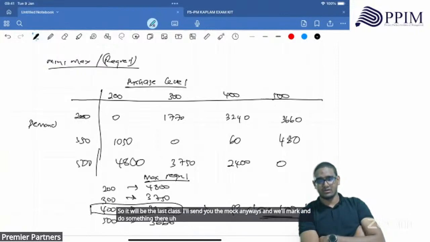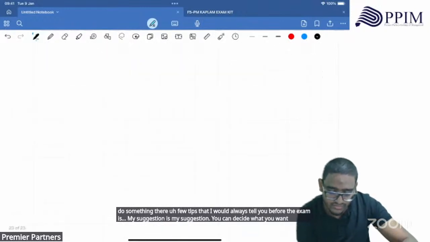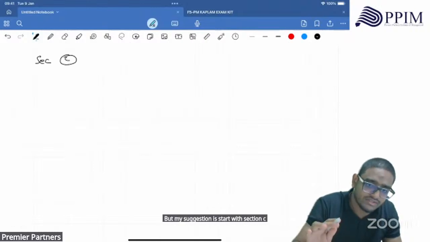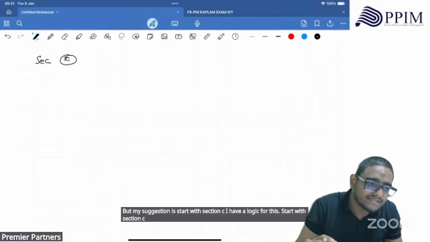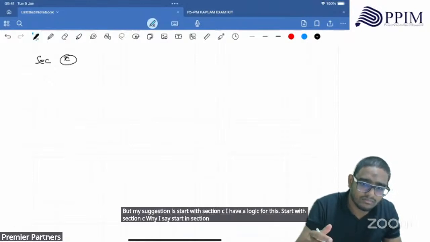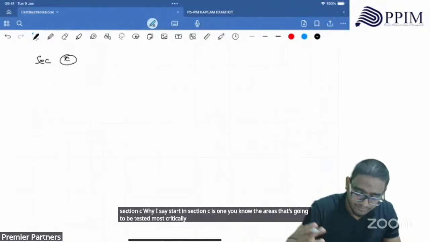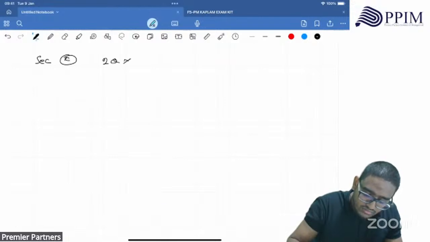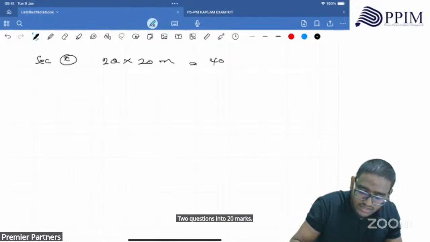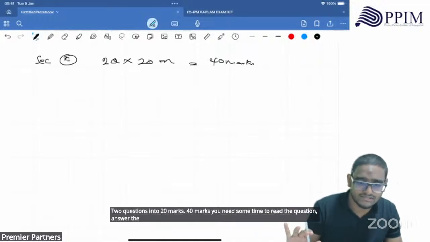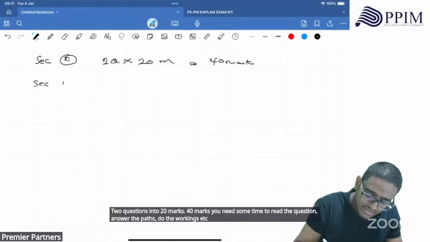Few tips that I would always tell you before the exam is my suggestion. This is my suggestion. You can decide what you want to do with life. But my suggestion is start with section C. I have logic for this. Why I say start with section C is one, the areas that's going to be tested most critically. Costing out, everything else can come. Two questions into 20 marks, 40 marks. You need some time to read the question, answer the parts, do the workings, etc. Section B, do it second.